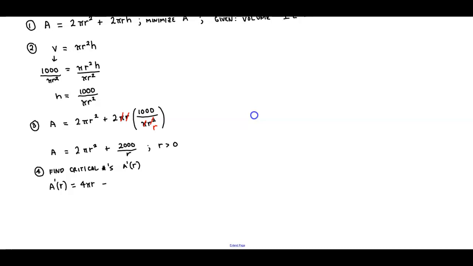And then that's going to be minus, because this is 2000 over r, which is the same thing as 2000 r to the negative 1. So it's going to be minus 2000 over r squared. Now let's find the common denominator. We should know that the common denominator, in order to simplify this into one fraction, is going to be r squared.